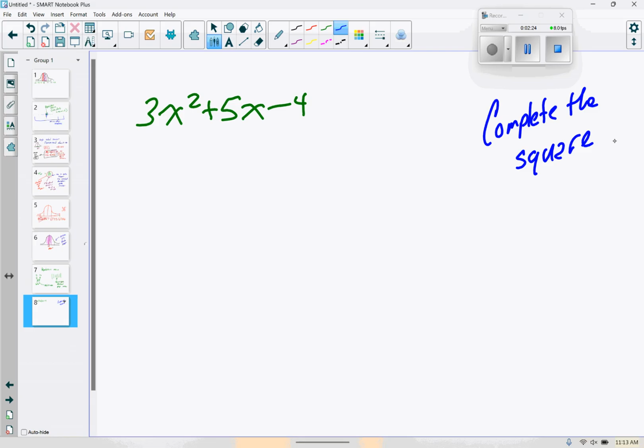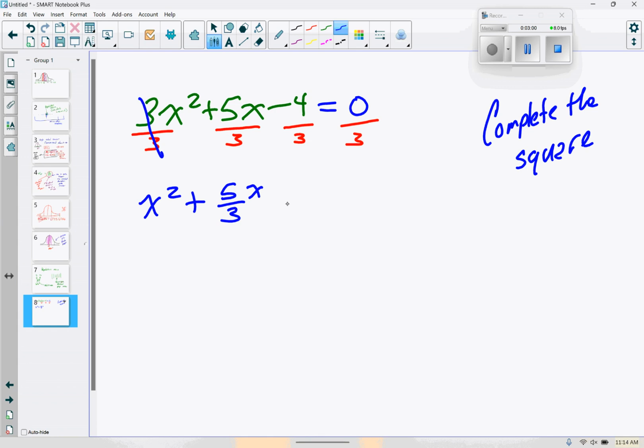These asked us just to factor each. This one is not going to factor. So first thing I'm going to do is set it equal to 0. You still with me? No problem there, right? If we complete the square, I don't want anything other than 1 in front of my x squared. So if I do this, this reduces down, and this gives me x squared plus 5x over 3 minus 4 over 3 equals 0.